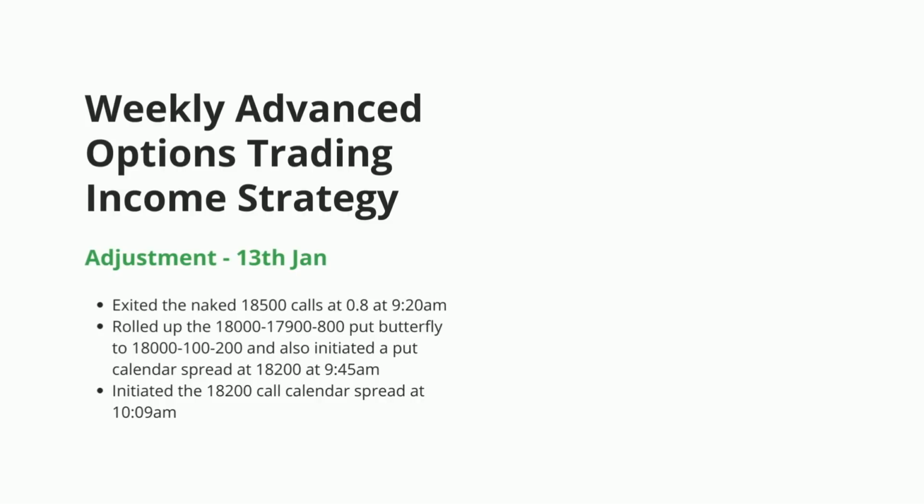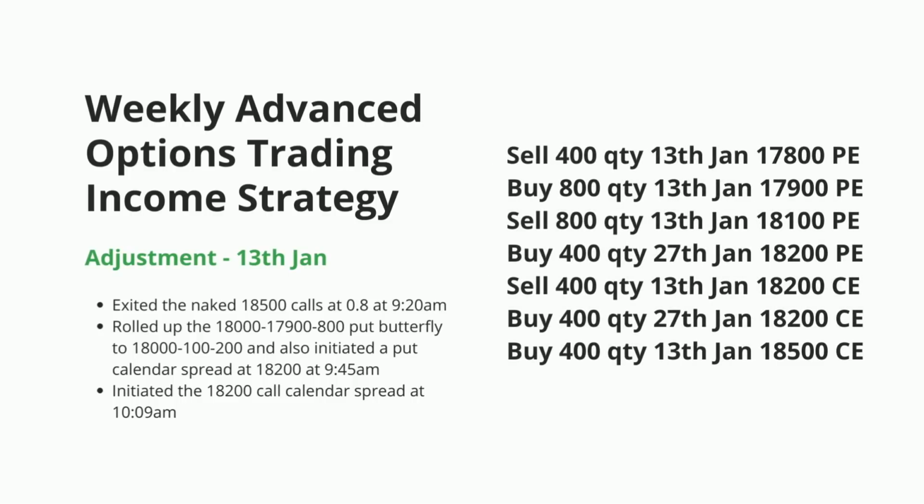Also, I had to fill up the gap between the two butterflies. So I rolled up the 18,000, 17,900, 17,800 put butterfly to 18,000, 18,100 and 18,200 strikes. And also, I initiated a put calendar spread at 18,200 at 9:45 am. And about 25 minutes later, I also initiated the 18,200 call calendar spread at 10:09 am. So the adjustment legs looked like this.